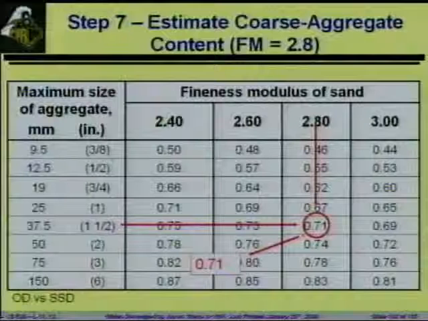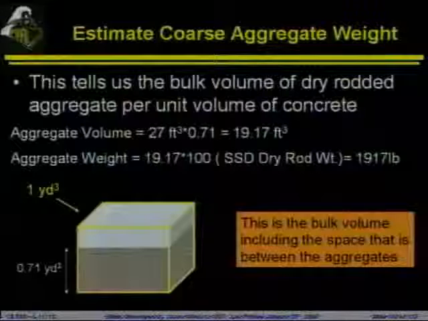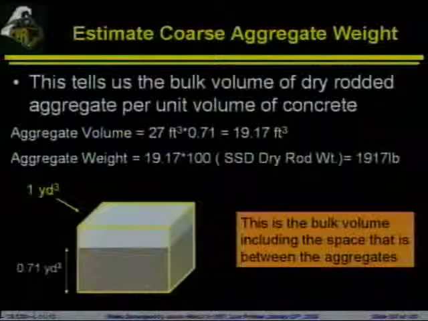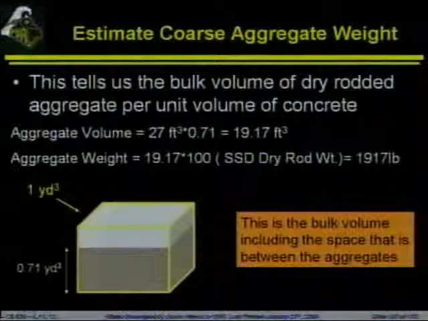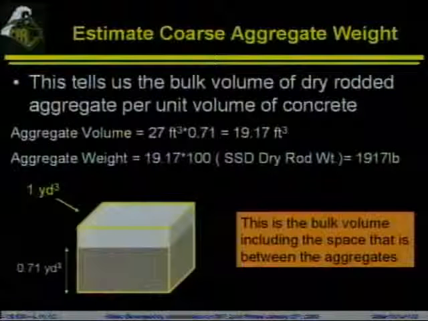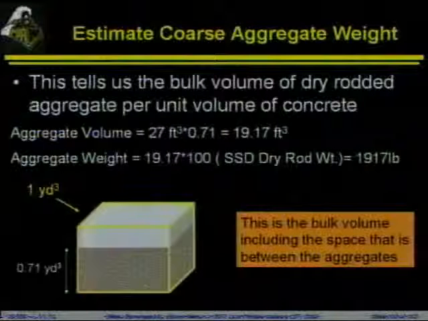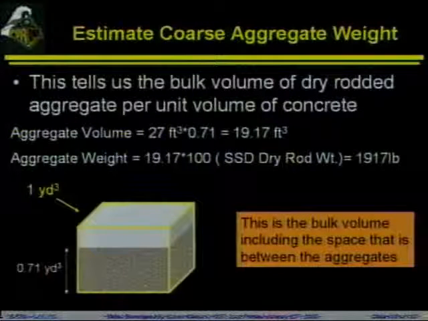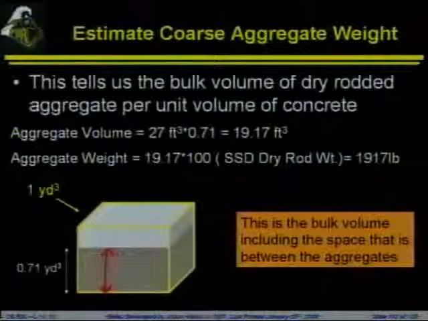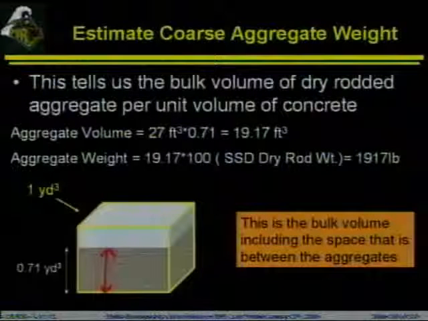We had a 1.5 inch maximum size aggregate, so we might pull out a value of 0.71. Now the real question is, what does that 0.71 mean? That 0.71 takes us back to when we were proportioning our concrete a cubic yard at a time. It really represents that if we were to just take the aggregate and dump it into a box that was a yard by a yard by a yard, it would fill the box up 71% of the way.